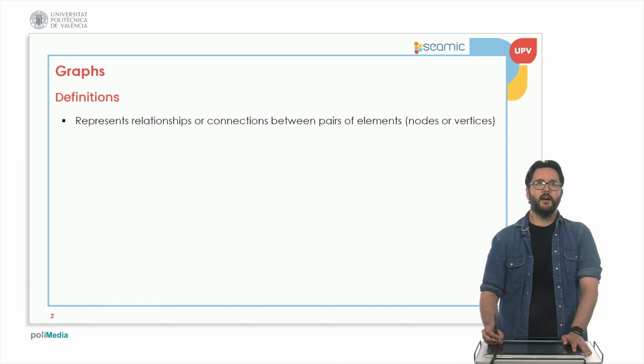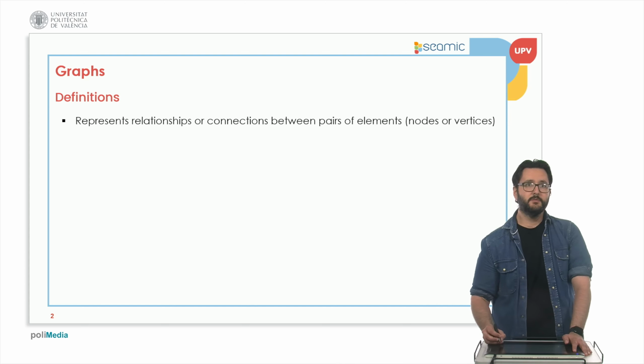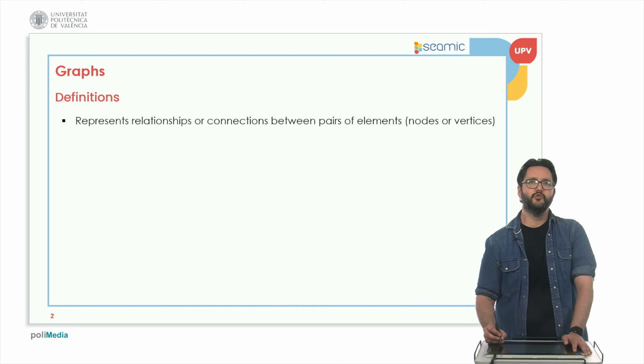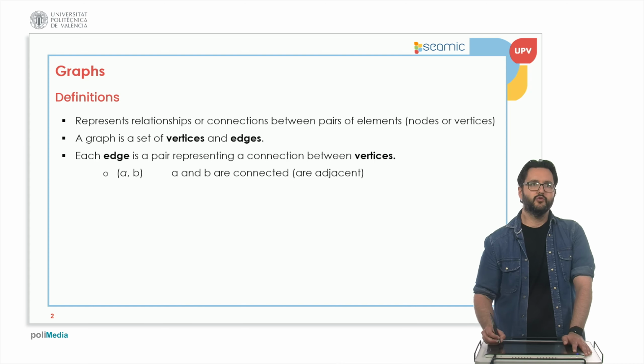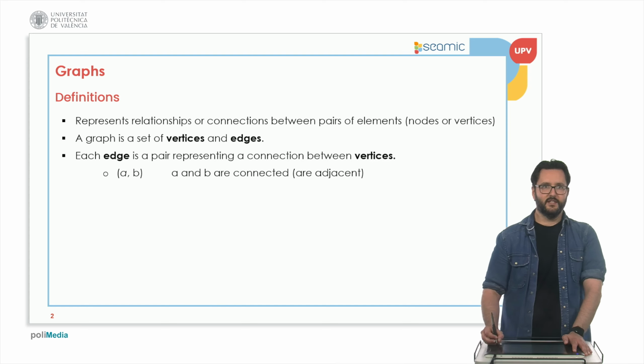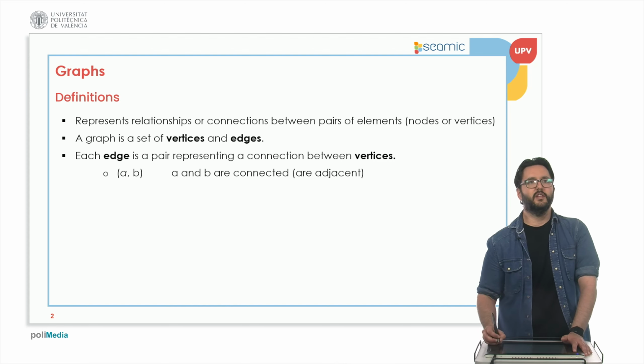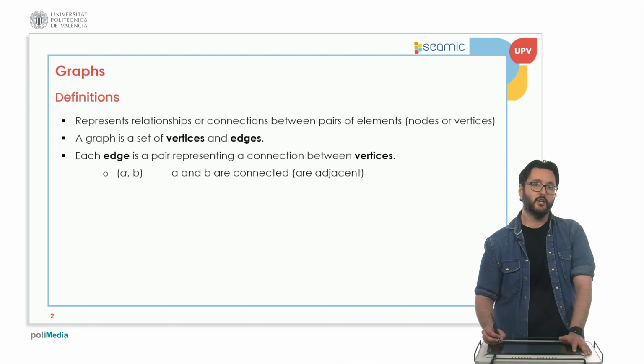A graph is a representation of relationships or connections between pairs of elements, usually called nodes or vertices. Formally, a graph is a set of vertices and edges, which are the connections between these nodes. Each edge is a pair representing a connection between vertices. We have here, for example, the pair AB that represents that A and B are connected or are adjacent.